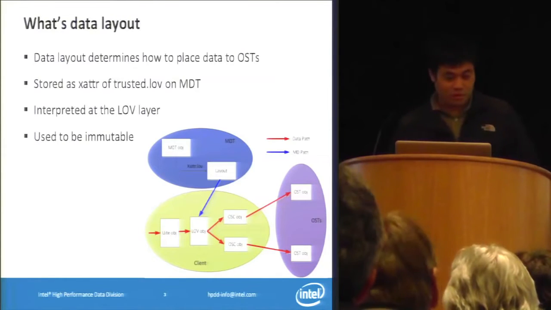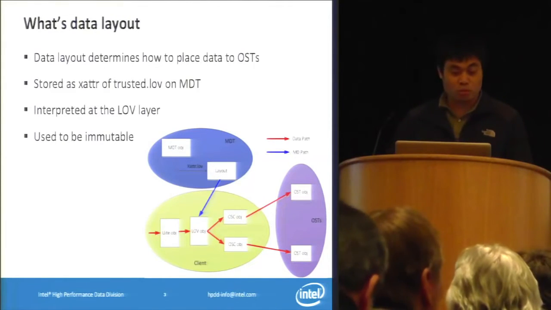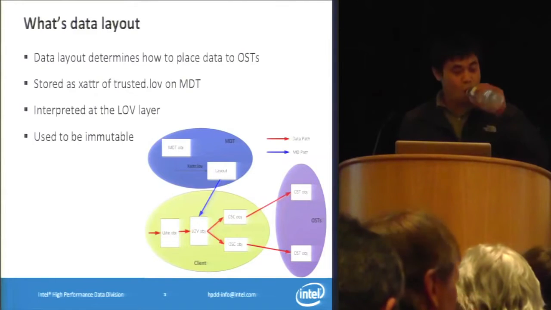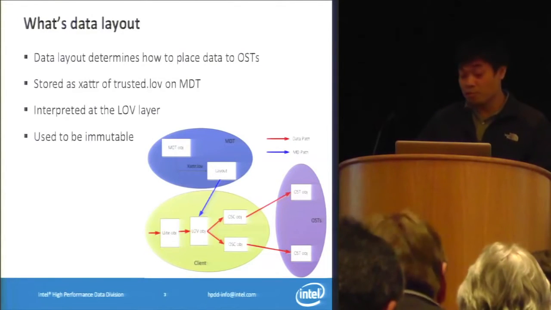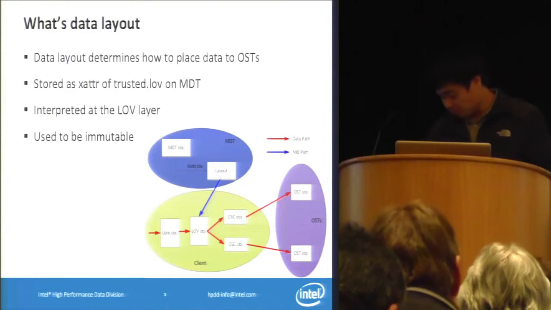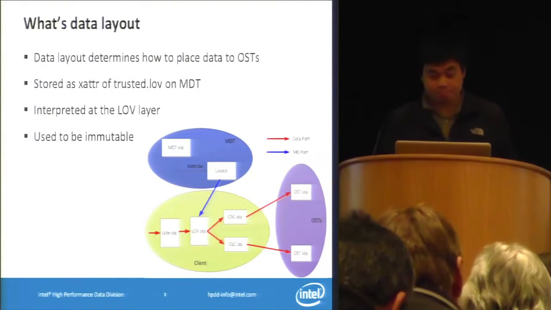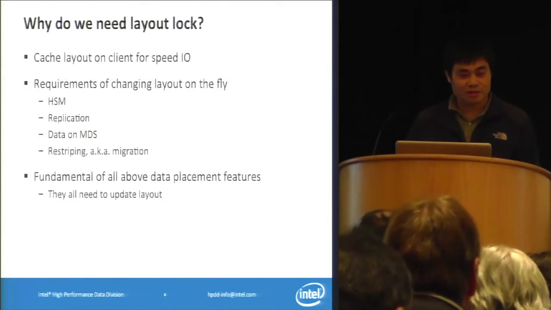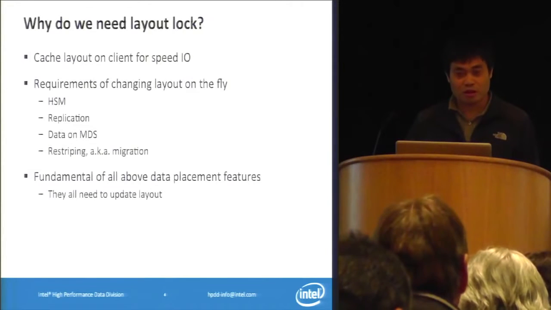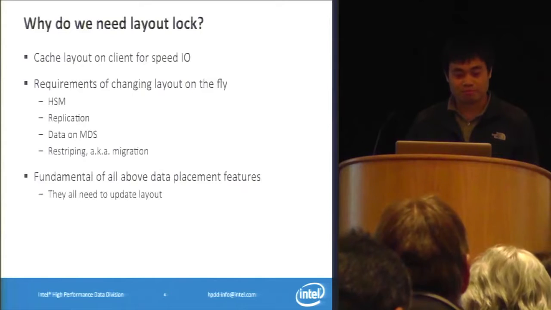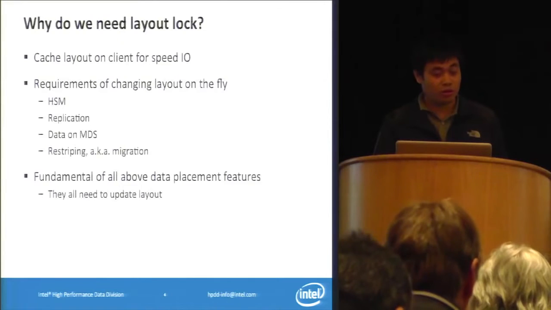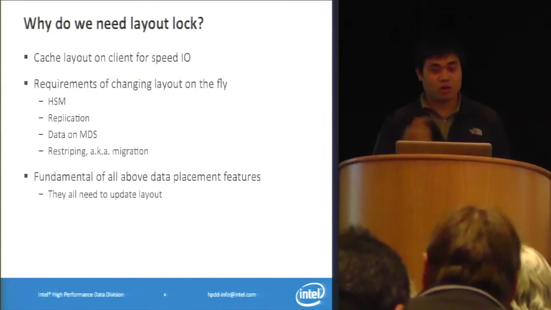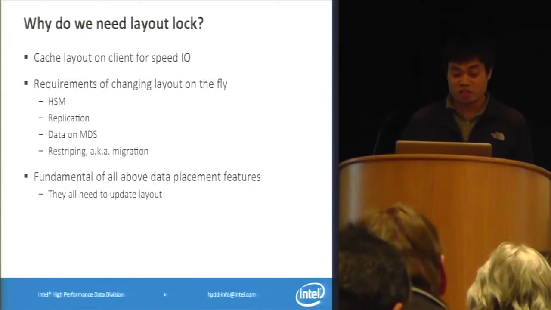In Lustre, the only layout which is supported is RAID 0, which is immutable after it is set up. Okay, so why do we need layout lock? Because we do have requirements to change the layout. Usually, we tend to cache the layout on the client side because otherwise we have to fetch the layout from the MDT for every single I/O, so this is not acceptable.